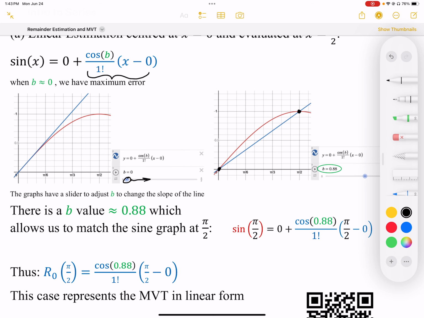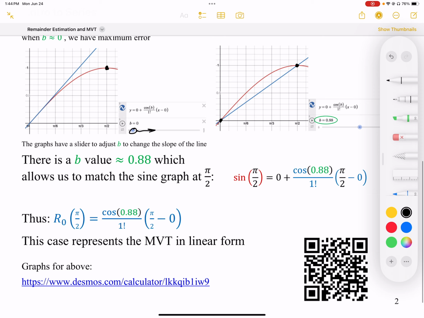So here I've drawn this again. When we have a b value at 0.88, you can see that is the b value that will get me from the center to the point that I'm estimating. And if I don't have a good b value, my estimation point is actually quite far off. That blue line is not estimating the correct point very well. And that gives us our max. The case I've drawn on the left is actually the maximum error. So what I've drawn here represents the mean value of the mean value theorem in linear form.